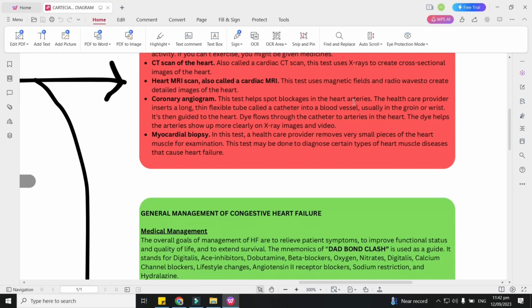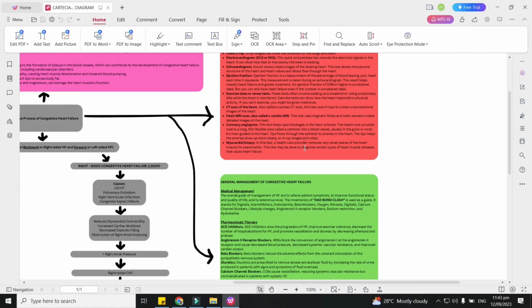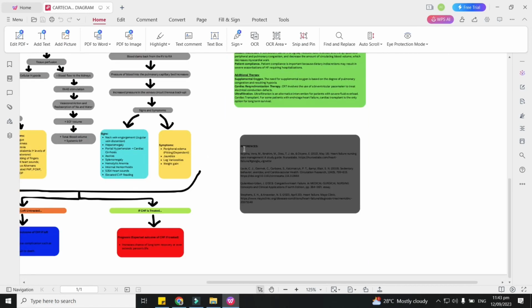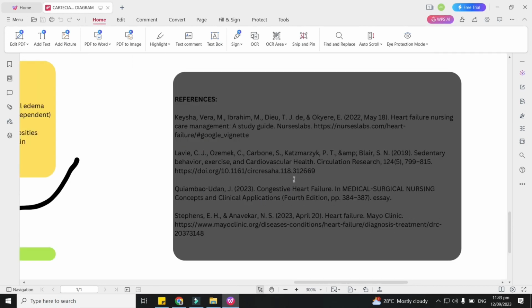So there's a dye that flows through the catheter to the arteries in the heart. This dye helps the arteries to show up clearly on the X-ray images and video. And lastly, myocardial biopsy. This test is done by the healthcare provider, where they remove very small pieces of the heart for examination, and this test may be done to diagnose certain types of muscle diseases that cause heart failure, of course. By the way, the references of these things are written here at the lower part.